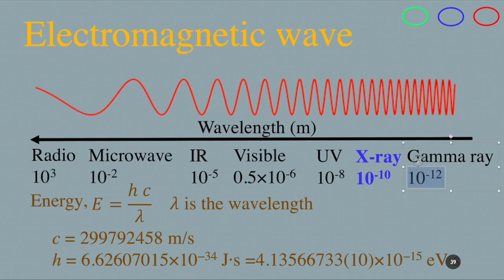On the other hand, we have gamma rays, which have a very, very small wavelength of 10 to the power minus 12 meters. In between radio waves and gamma rays, we have microwave, infrared, visible, ultraviolet, and sandwiched between these is X-ray. The X-ray has a wavelength on the order of 10 to the power minus 10. Since energy is inversely proportional to the wavelength, the smaller the wavelength, the higher the energy.